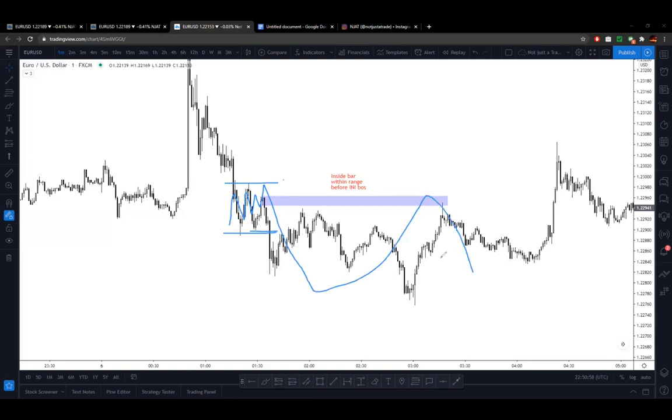But obviously, momentum shifted here, so this just became liquidity for higher prices. But essentially, what we want to do is look back within the range at that last buy to sell, and here we can see the inside bar.